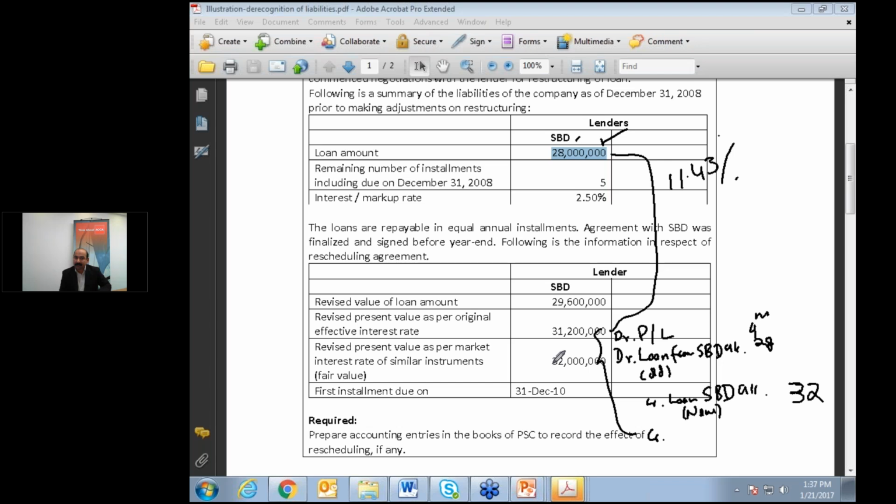So on initial recognition, we shall use the fair value of this loan, and the fair value will be calculated by using the market interest rate prevailing at the date of this change. So that's why we used 32 million instead of 31.2 million. The difference between these two will be sent to the profit and loss account.